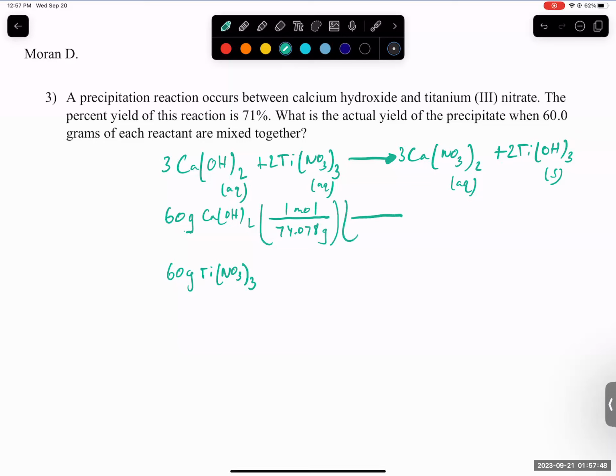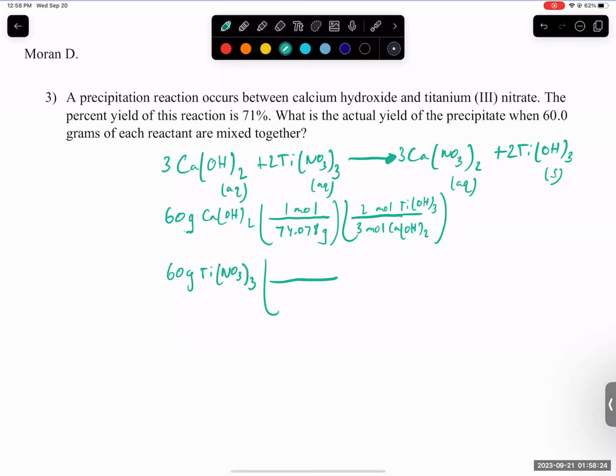What's the point of a precipitation reaction again? Yeah, make it precipitate. So basically, I'm gonna convert my moles of calcium hydroxide into moles of titanium 3 hydroxide. So for every 3 moles of calcium hydroxide, there's 2 moles of titanium 3 hydroxide. Got that again from the balanced chemical equation. So we're gonna do the same thing to our titanium nitrate.